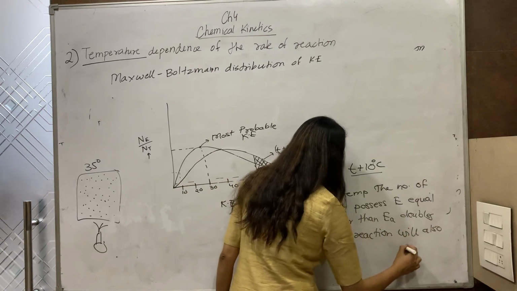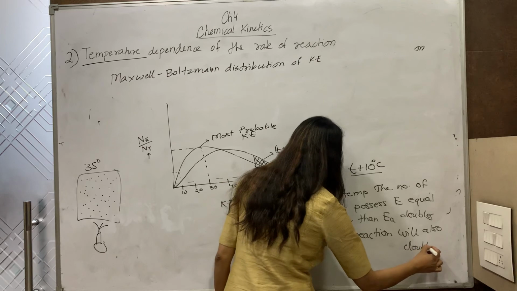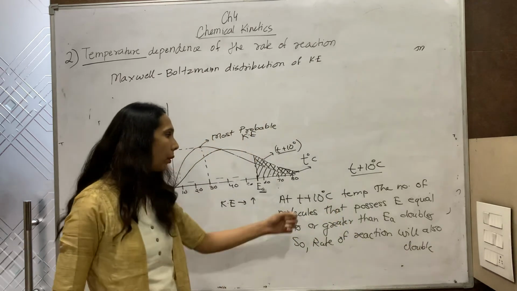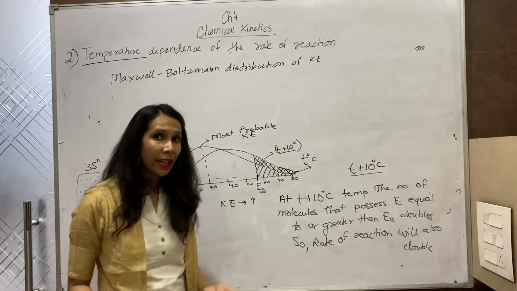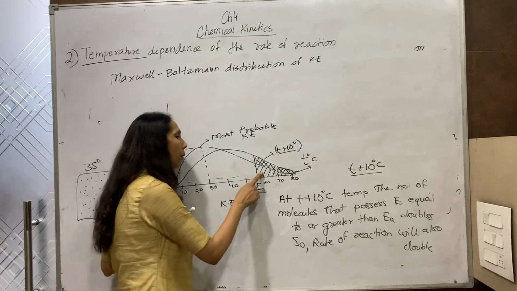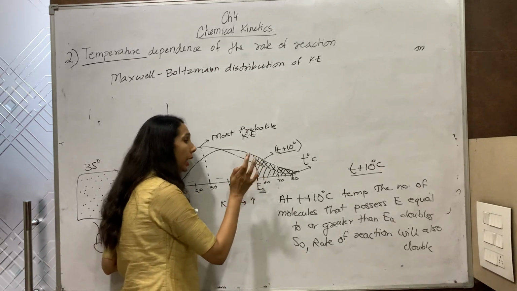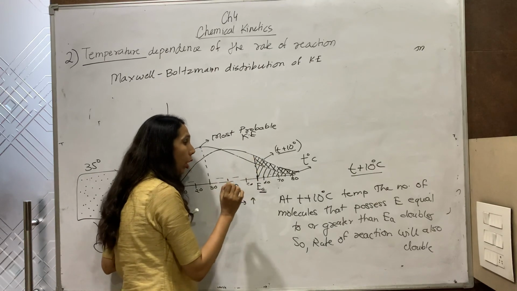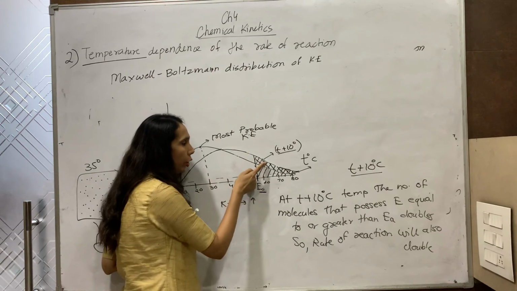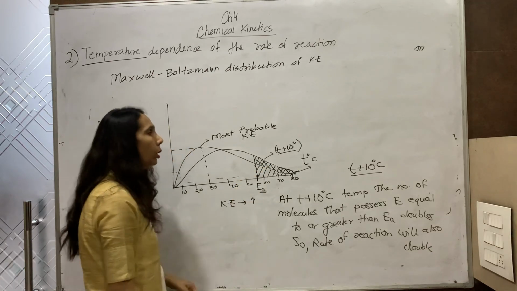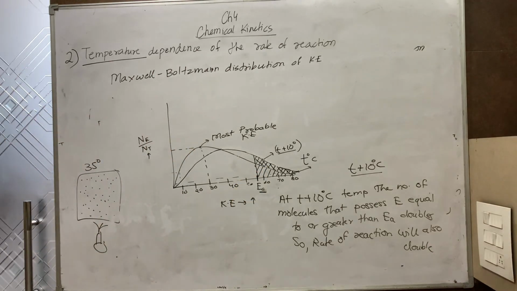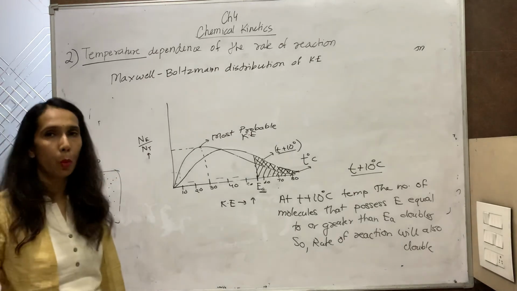We had started with this concept that with every 10 degrees centigrade rise in temperature, the rate of reaction doubles. Why does it double? Because the number of molecules which possess energy equal to or greater than activation energy doubles. You can see the area has doubled. So the rate of reaction also doubles. This was the concept explained by Maxwell and Boltzmann.